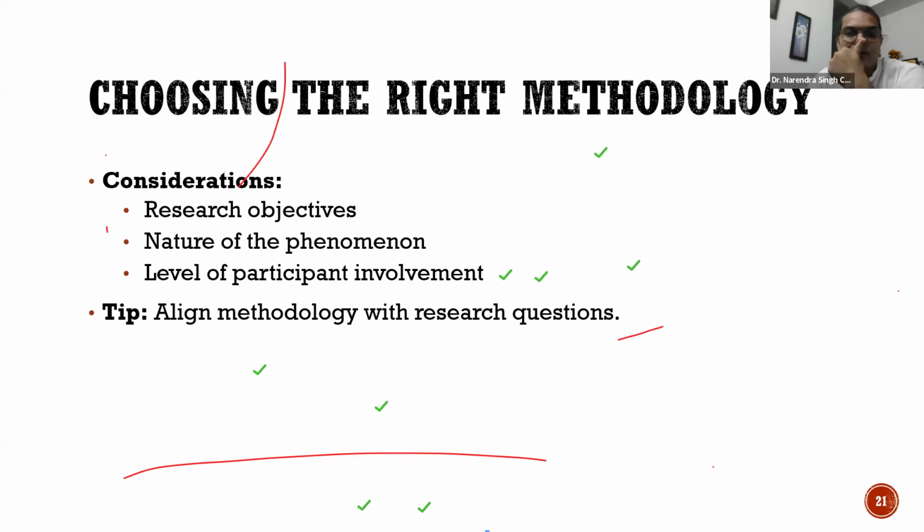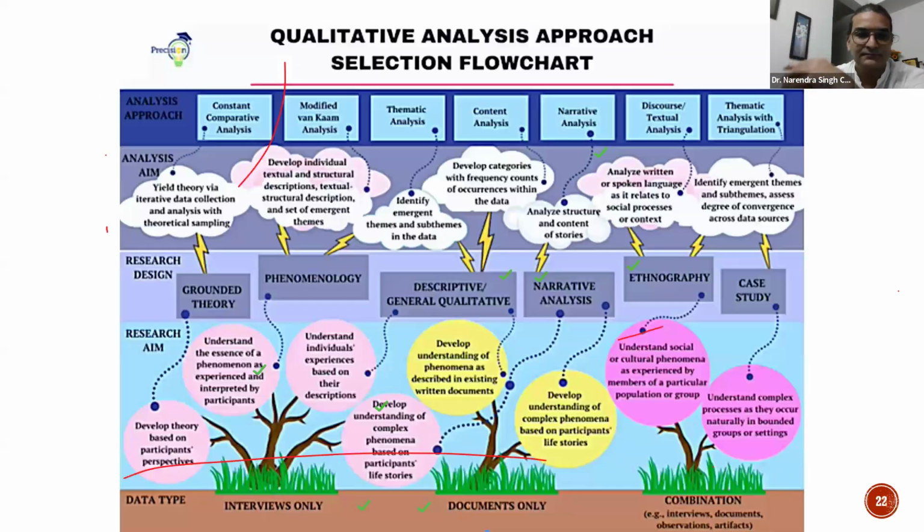Let me just wind up. So choosing the right methodology. What could be the one thing that I can go for? First is research objectives. What kind of research objectives am I having? What is the nature of the phenomena that I want to explore? Whether I want to go for specific or generic. Level of participant involvement: what kind of involvement I want from the participant. And then the tip is to align methodology with the research questions. So it all depends on your research questions, the kind of methodology you will adopt, right?